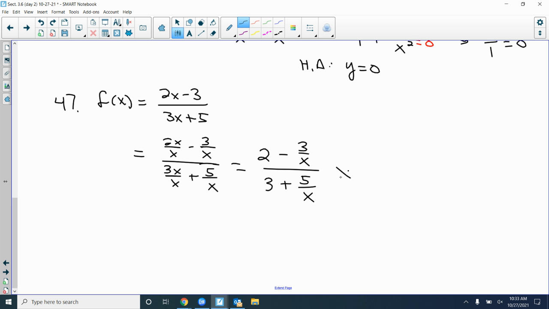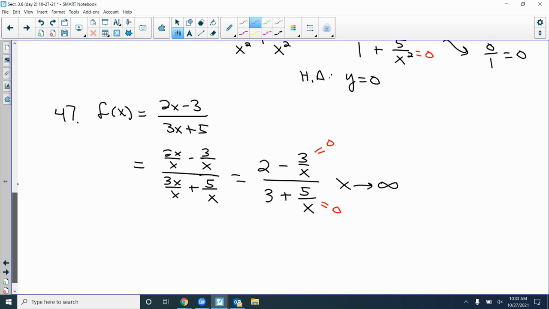Well, what happens as x gets really big? What happens to 3 over x? That goes towards 0. And this goes towards 0. So really, what are we left with? 2/3. All right, here's your rule. Maybe you've already figured it out. If the degrees are the same, what's going to be the case? The coefficients. It's going to be the coefficients.